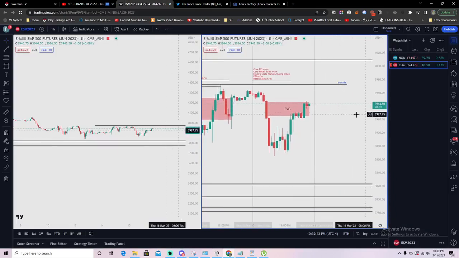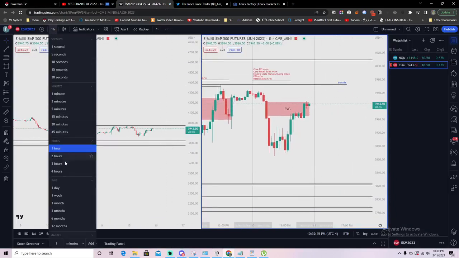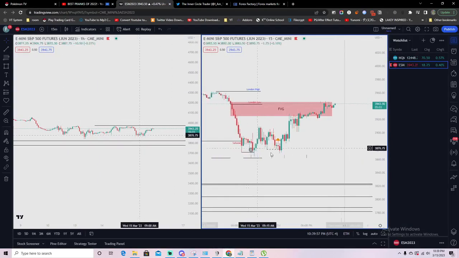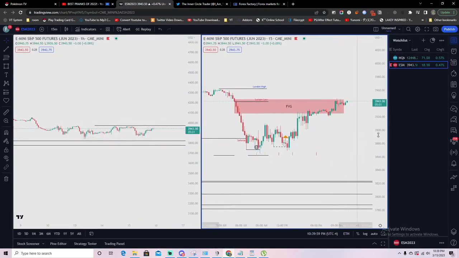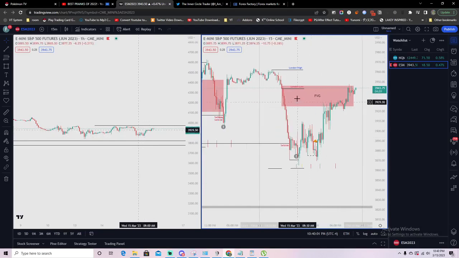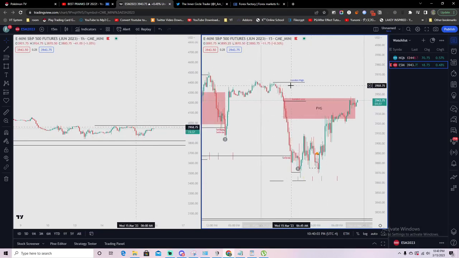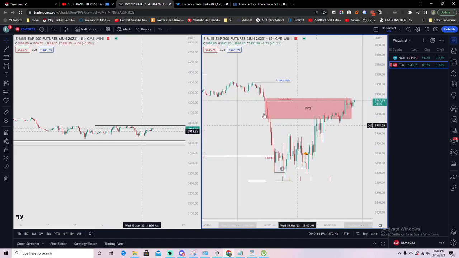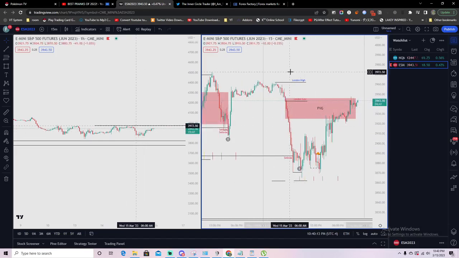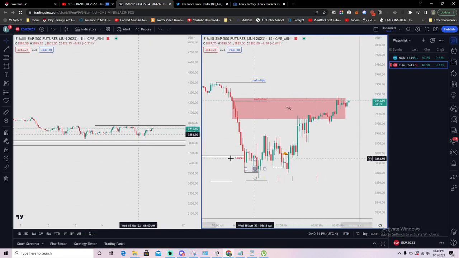So let's go to the 15-minute. I'll talk about the levels of liquidity I marked, and then we'll close off the video, because obviously it's very long. The very first thing, we had this London high, this London low, and this fair value gap, which I marked from a higher time frame. Both levels remain untouched until now, where we're finally seeing it trade above the London low that was created.